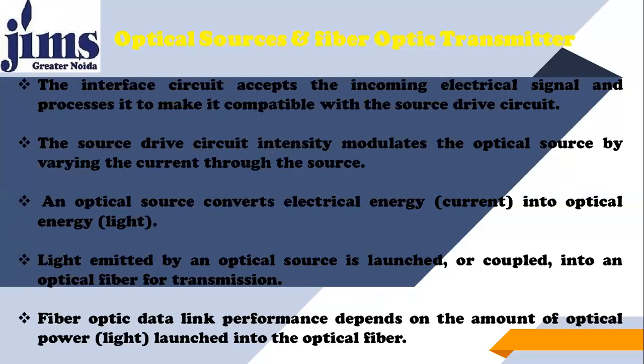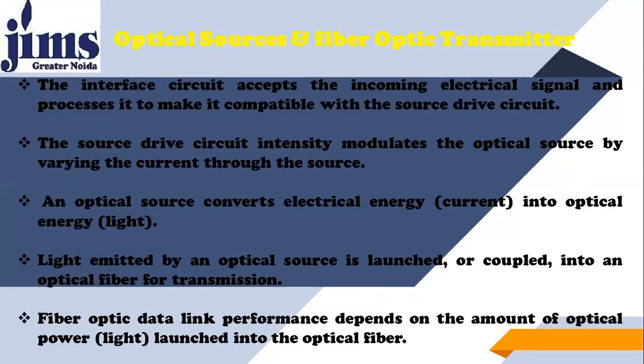With the variation in the current, there is an equivalent variation in the intensity of the light, right? So we can say that the light is modulated because there is a change in the intensity according to the change in the electrical signal. An optical source converts electrical energy into optical energy, meaning current into light. The light emitted by an optical source is launched or coupled into an optical fiber for transmission. Once you have light from the optical source, this light should be launched or coupled into an optical fiber for smooth transmission in optical communication.